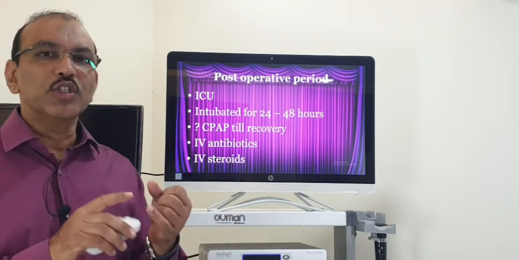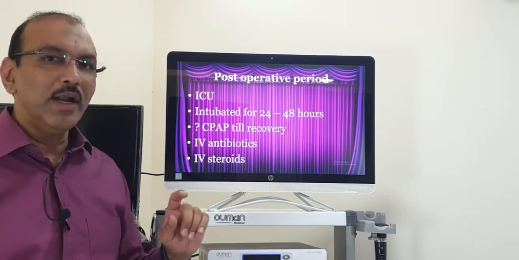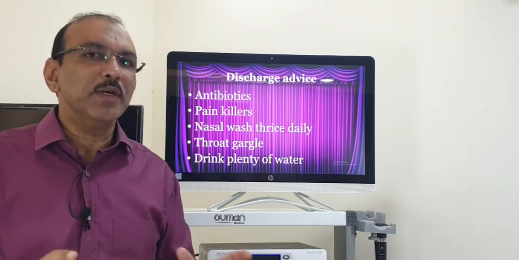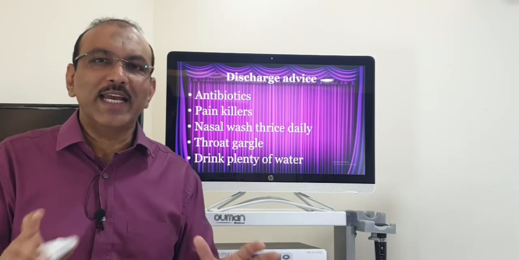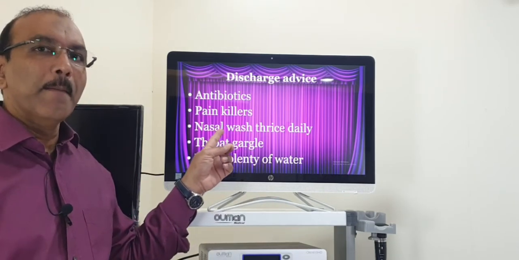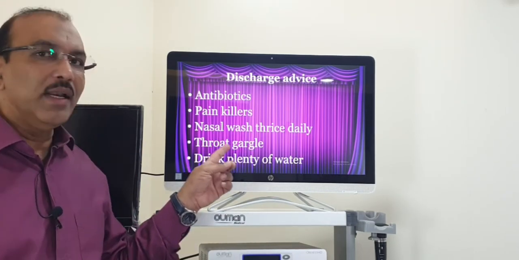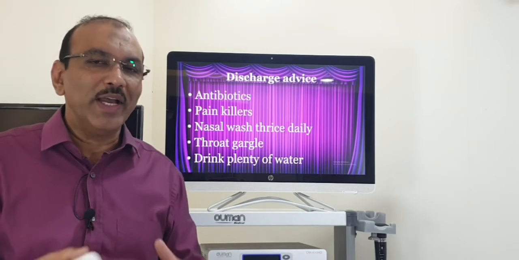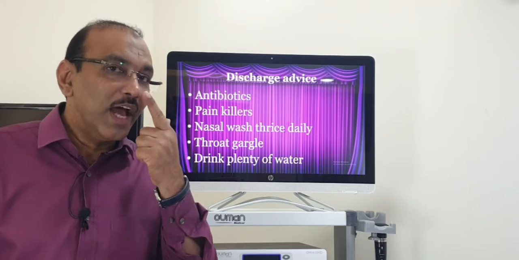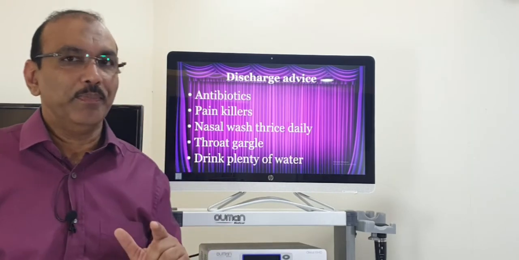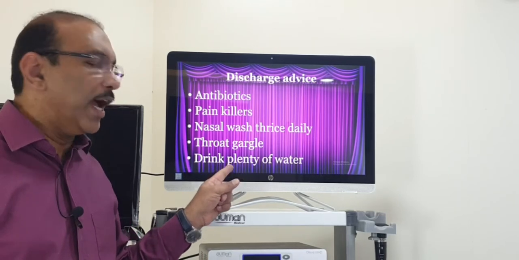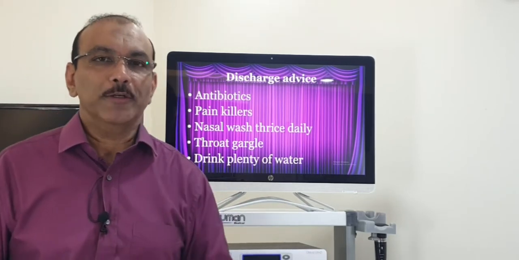Then you will get a course of IV antibiotics. At the same time, we will give steroids also. Steroids have so many side effects, but since you are in the ICU, all the side effects will be well taken care of. So antibiotics are going on, painkillers are on, and when you recover and everything is fine, you're extubated, we'll start with the nasal wash also, if we have done a nasal surgery at the same time. And throat gargle when you're comfortable, and we'll advise you to drink plenty of water.